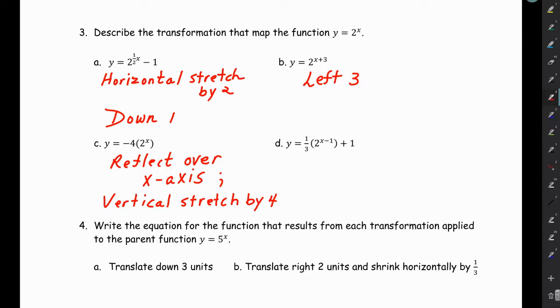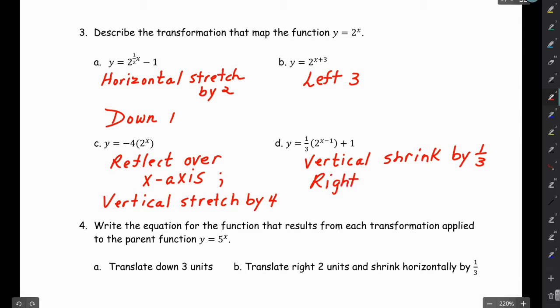The 1/3 in front means we have a vertical shrink by 1/3. The x minus 1 means we're moving the function right 1. And the plus 1 on the outside means we're moving the whole function up 1.